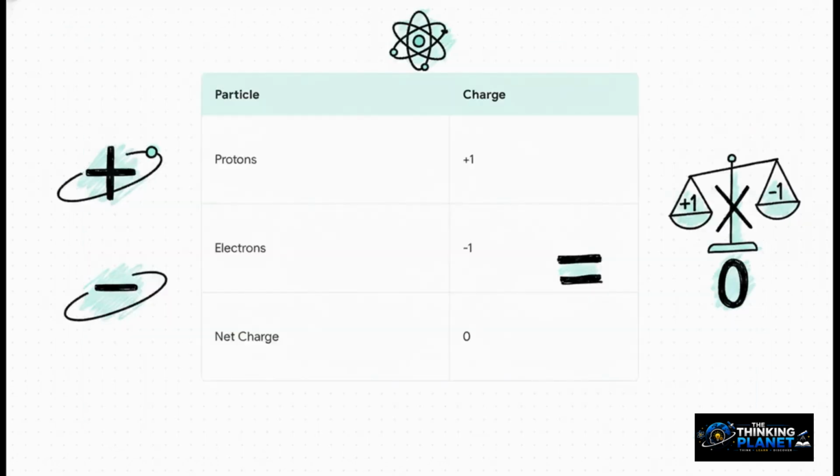Let's look at the stats for the simplest game in the whole league, a hydrogen atom. If you count the players here, you get exactly one proton, so we put a positive 1 on the scoreboard. But look at the electron side. There is exactly one electron in a hydrogen atom, giving us a negative 1. Let's do a little math here, folks. Positive 1 and negative 1 completely cancel each other out. The positive and negative charges neutralize themselves entirely, resulting in a net charge of 0. It is a perfectly tied game.